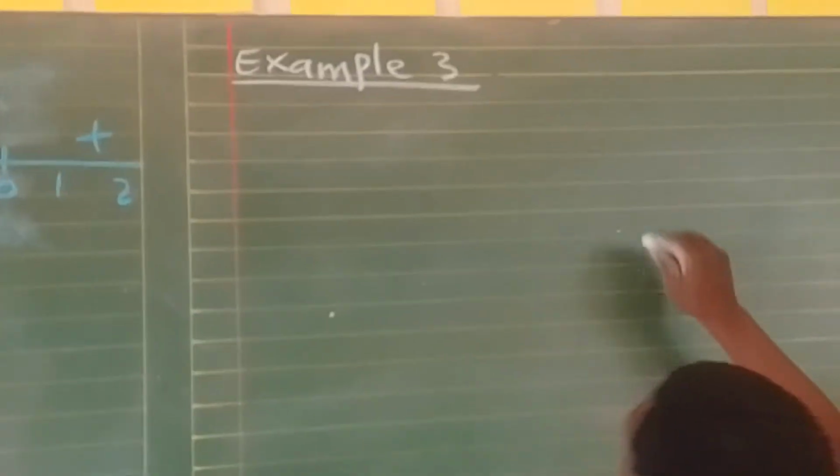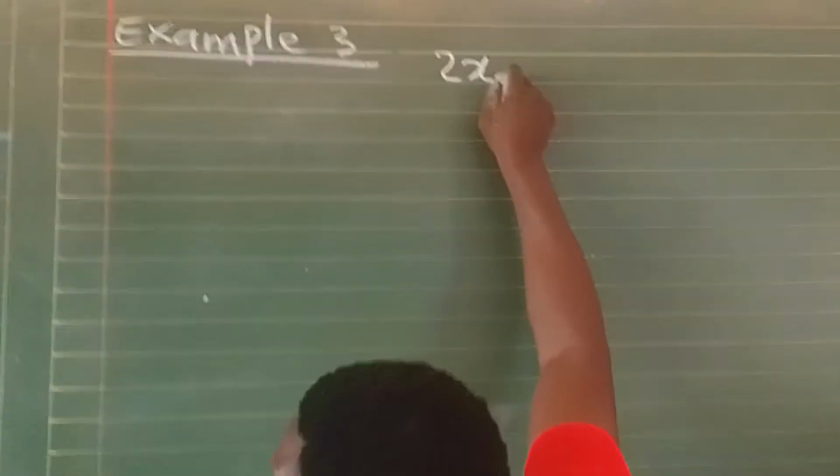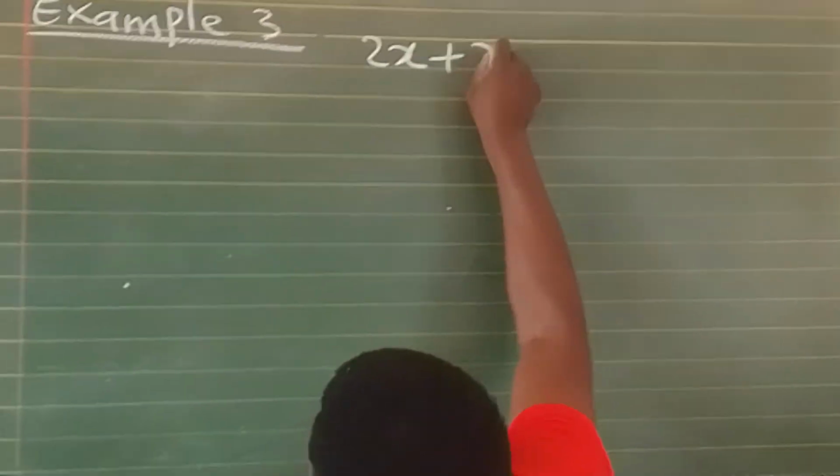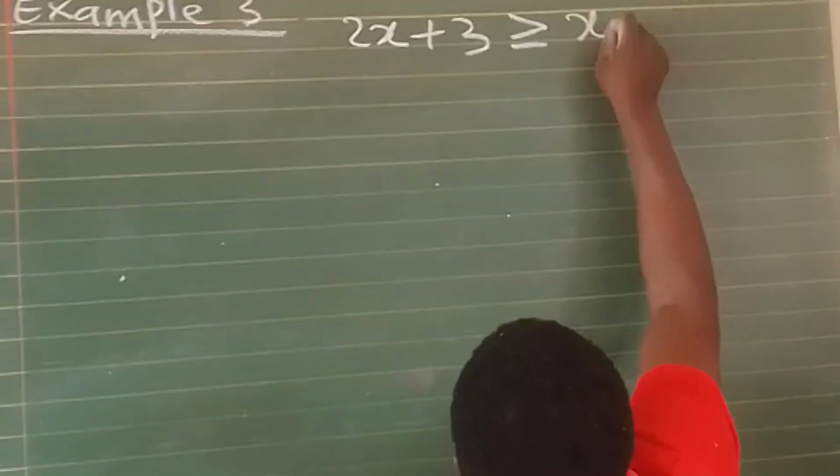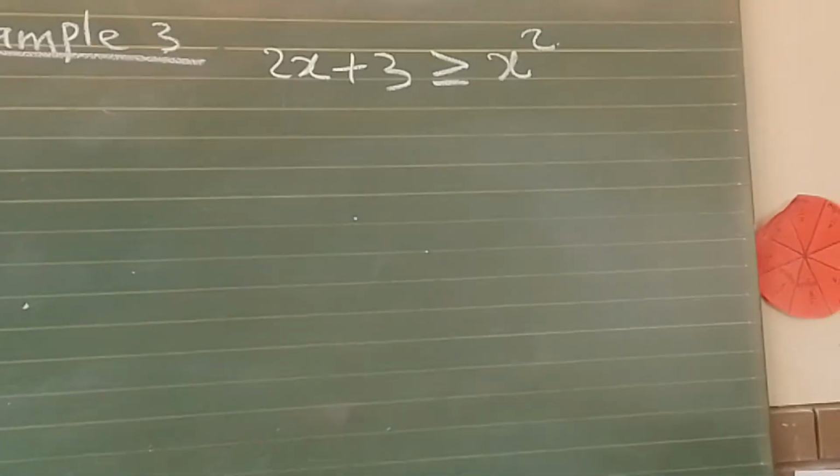Let's do example 3. You are given that 2x + 3 is greater or equal to x squared.